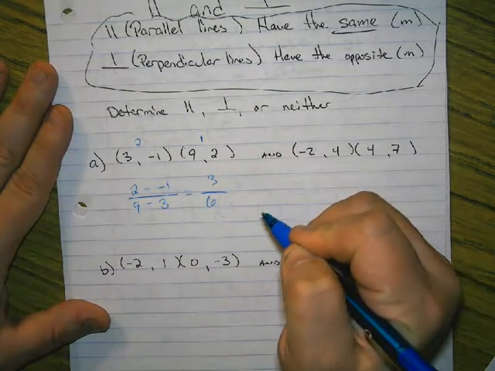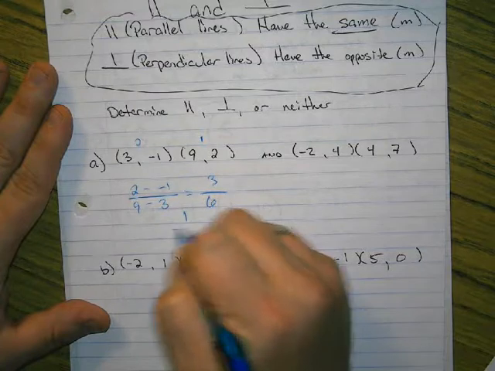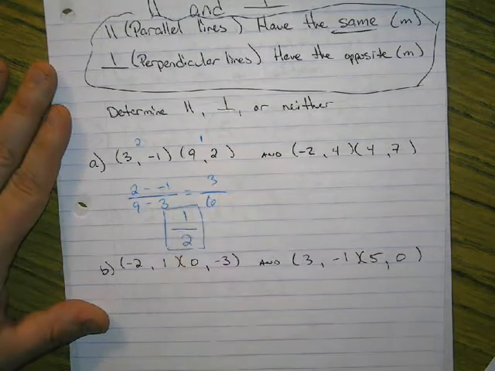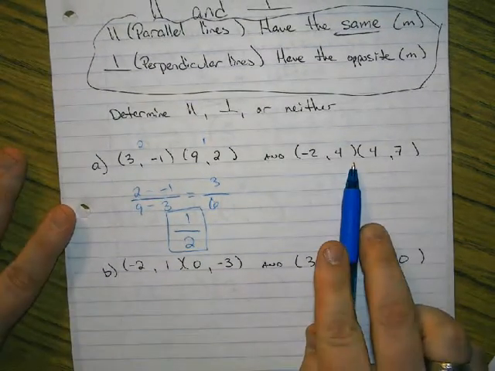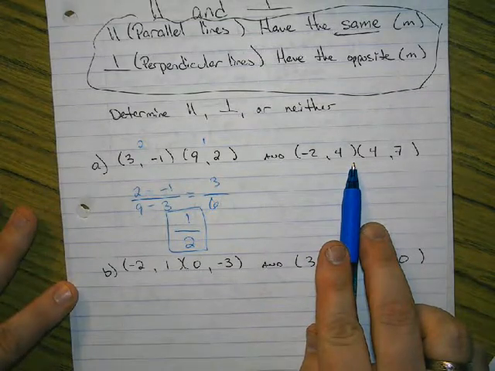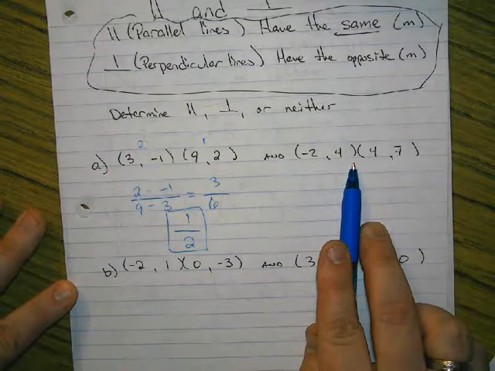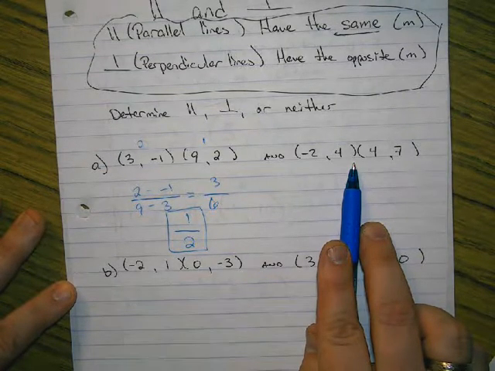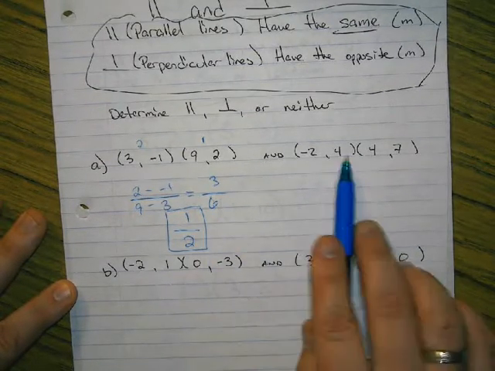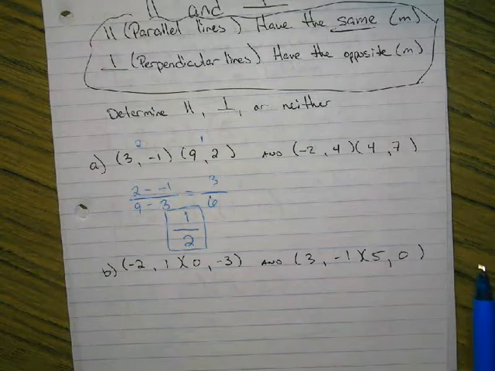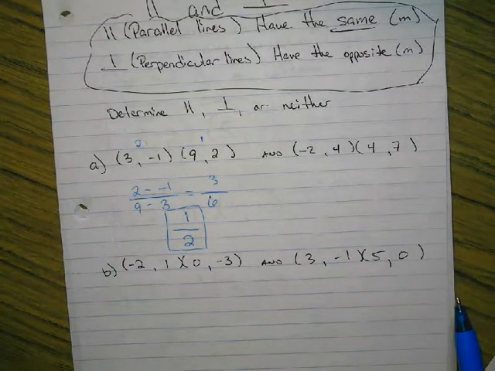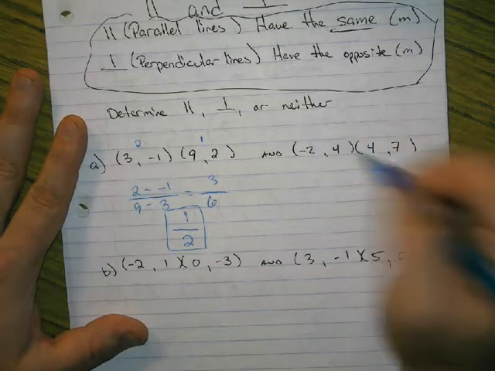6. Does that reduce anymore? Our final answer, 1/2. So if this one is parallel, what's its slope going to be? 1/2. If it's perpendicular, what's the slope going to be? -2/1. Okay? If it's neither 1/2 or -2, then the answer is neither. Okay? So let's try it.